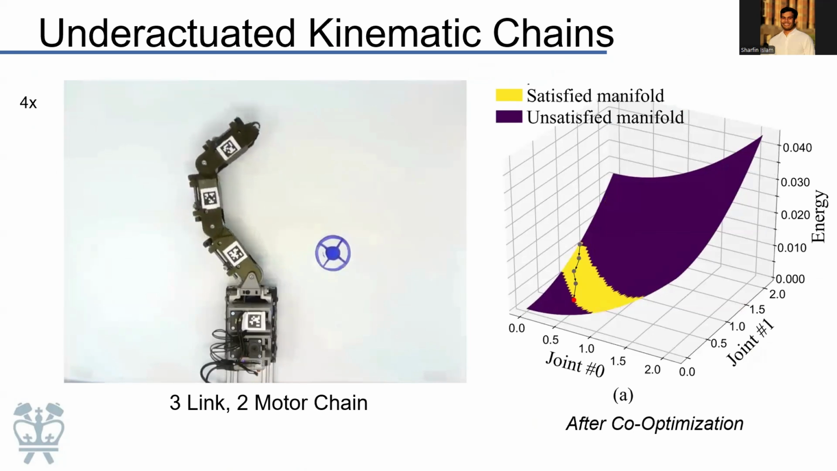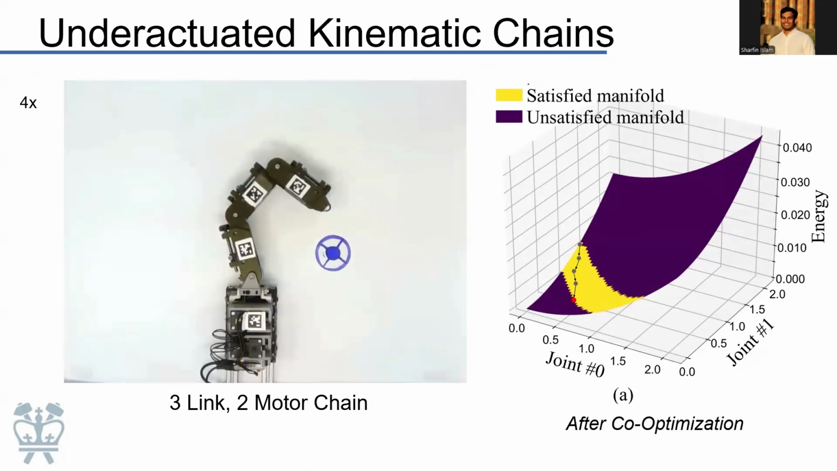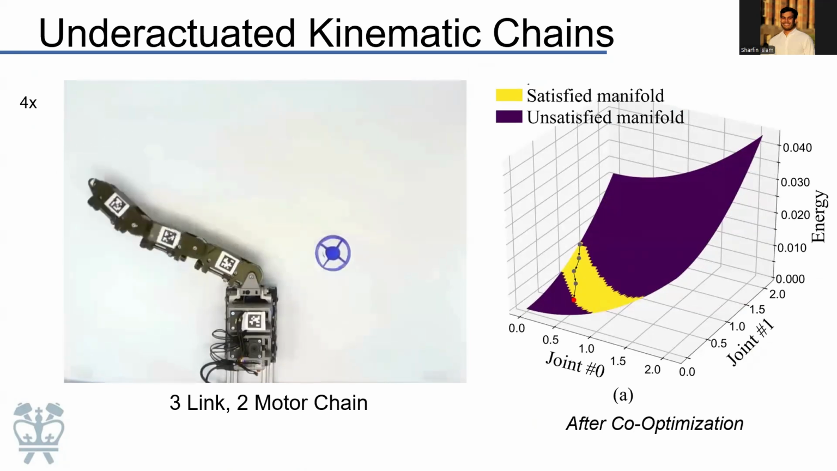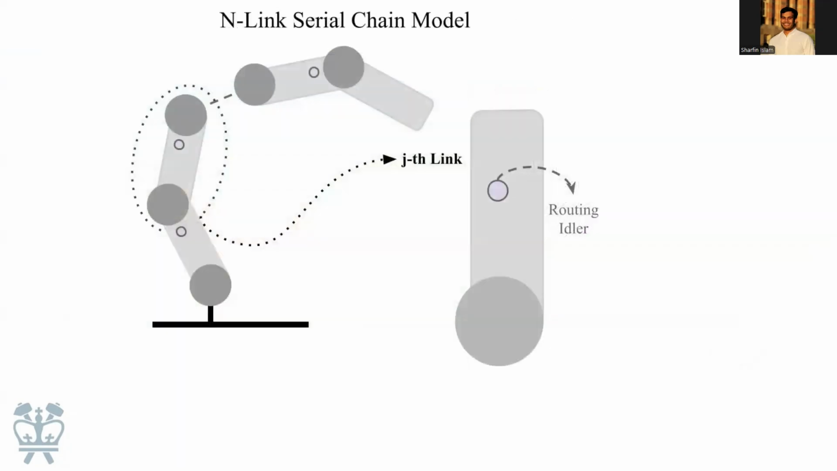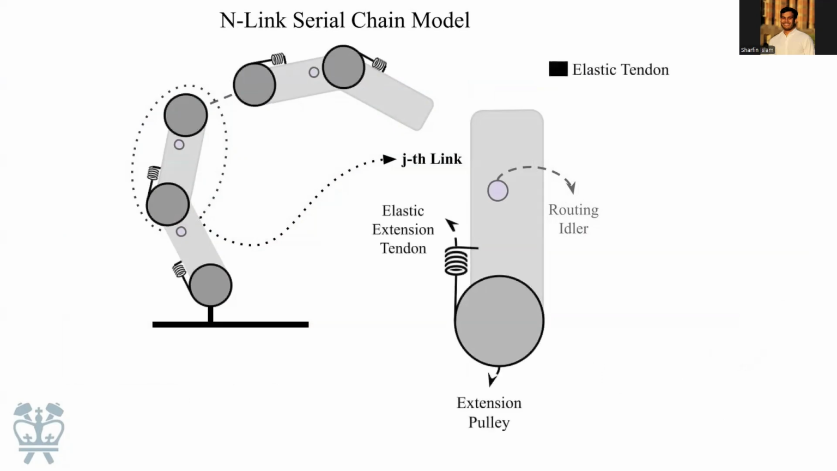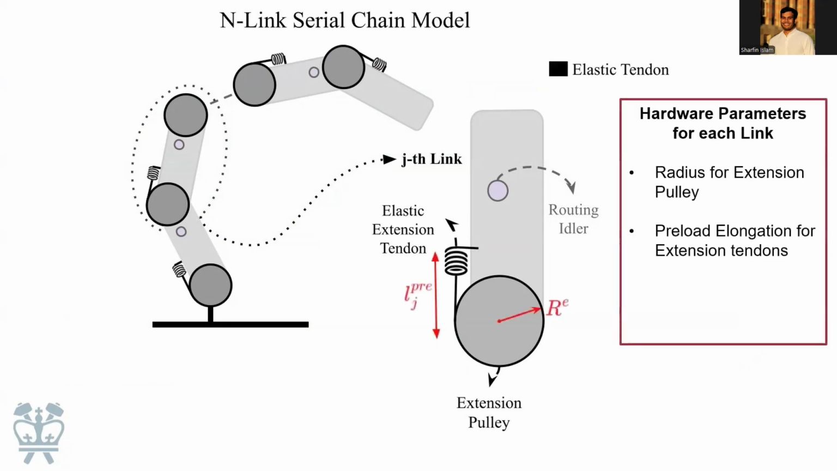In this work, we approach this problem with task-based co-optimization by leveraging recent advancements in reinforcement learning. We begin by first designing a multiplexer transmission that enables efficient end-to-end task-based optimization. In extension, each link is passively driven by an elastic tendon that stretches over a pulley and is fixed to the previous link. This gives us two design parameters for each link, the radius of the pulley and the preload elongation.